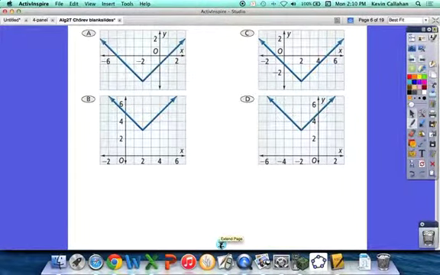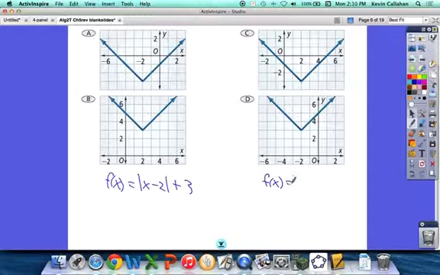Okay, how about this one? This one right here. Okay, so it's right 2, up 3. Minus 2, plus 3. And then the last one. Right, it's left 2, up 3.